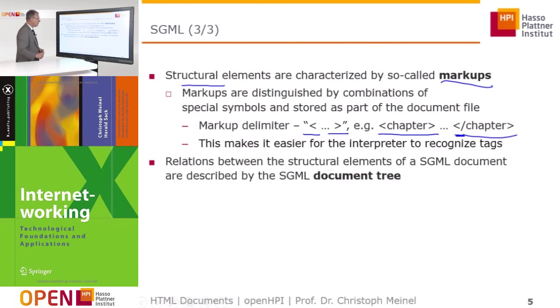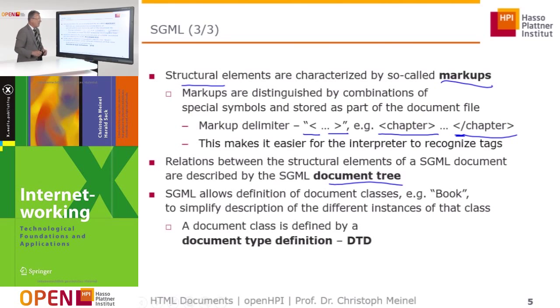The relations between the structural elements of an SGML document are described by the SGML document tree. We will see that such a document tree is important for the document object model. So here there is a combination of what is the headline of a chapter, what is the text of the chapter, what is the footline, and the relation between the different chapters. They can be described by means of such document trees.